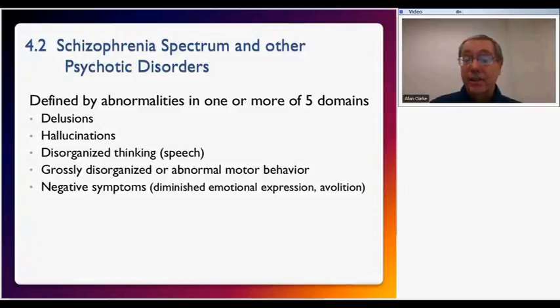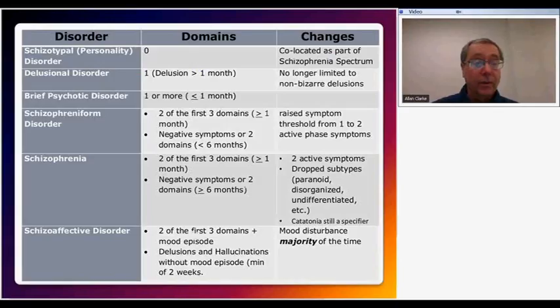And then, of course, the negative symptoms of diminished emotion, that flat affect, or avolition, difficulty engaging in a goal-directed task. So these 5 domains are identified, and what the DSM-5 asks us to do is assess these 5 domains. Then based on how that turns out, you can figure out which category or which disorder best fits the individual. So I've put it on a chart here.